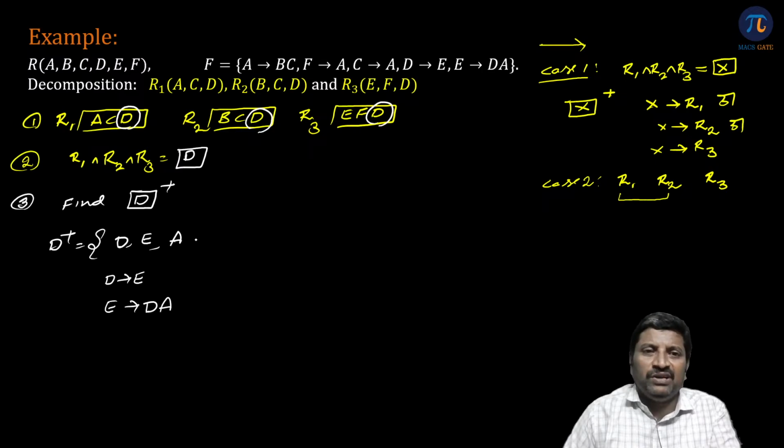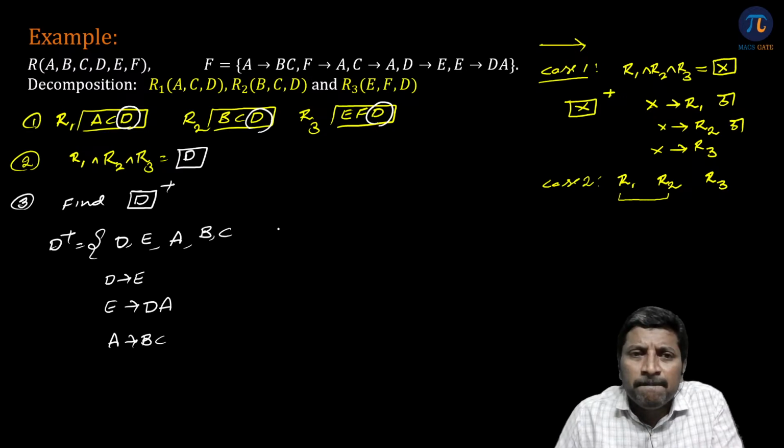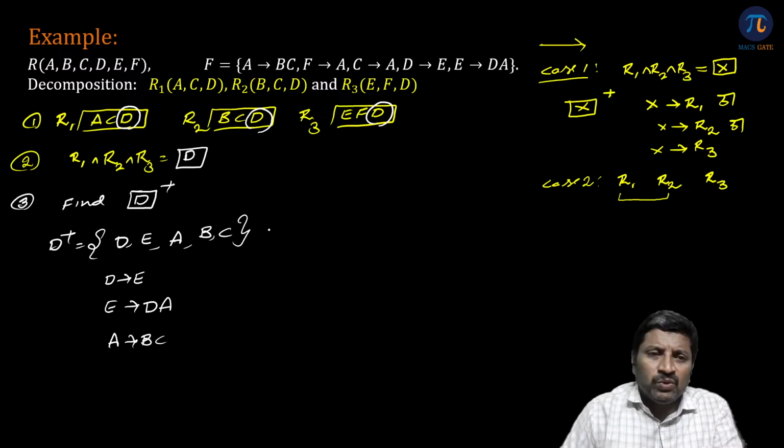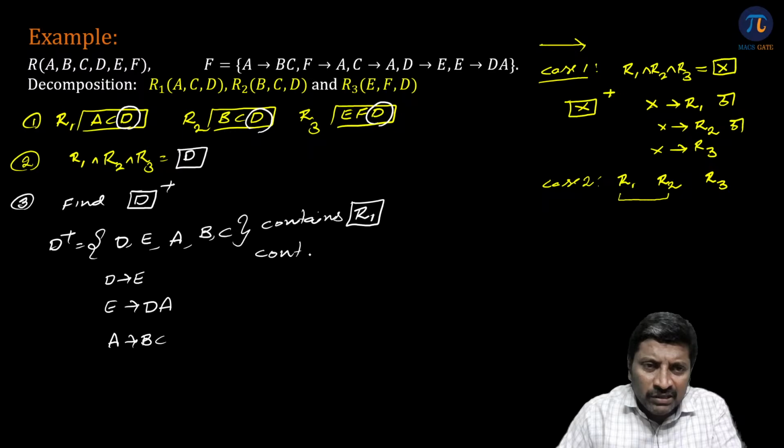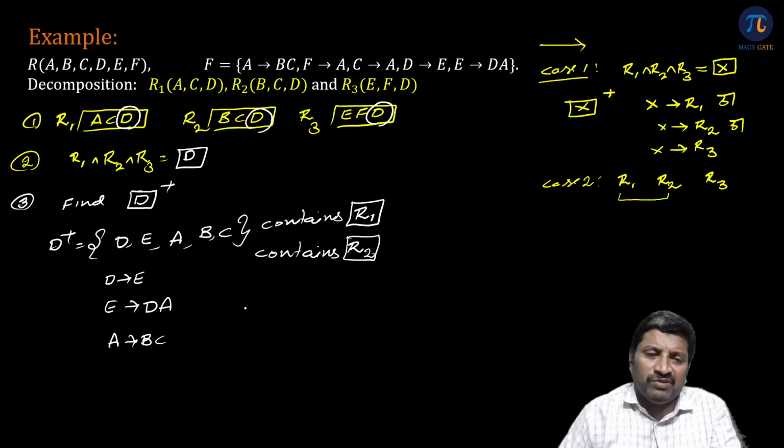Yes, I have A. With A, I can get BC. Right? Yes, B, C. Anything possible, sir? No, that's it. So A, C, D, I think it contains R1. No need to wait for the remaining, sir. Just for the sake of completion, I think it contains B, C, D also. But it does not contain the third one. Anyway, one is enough.